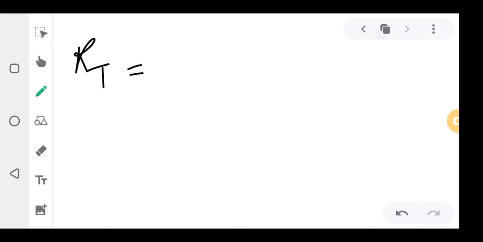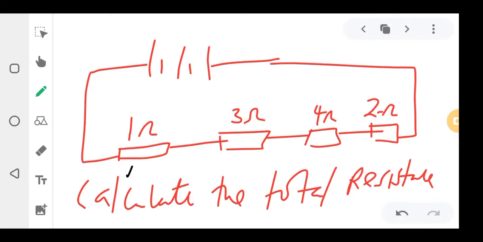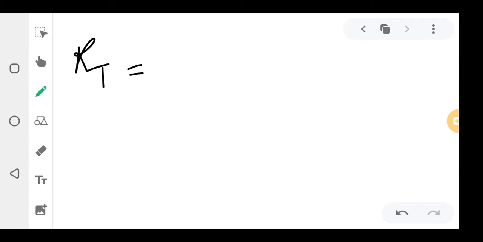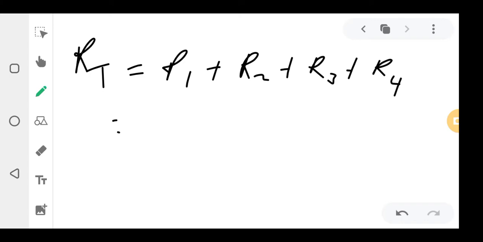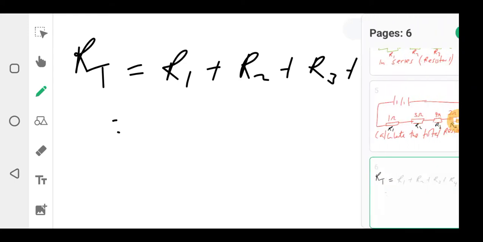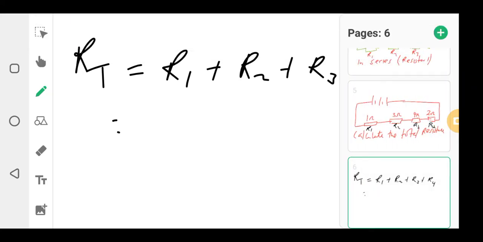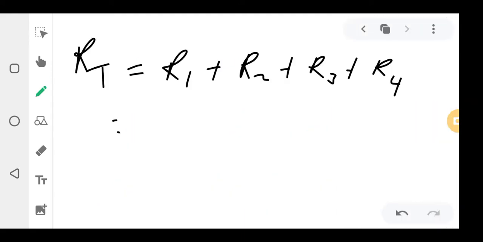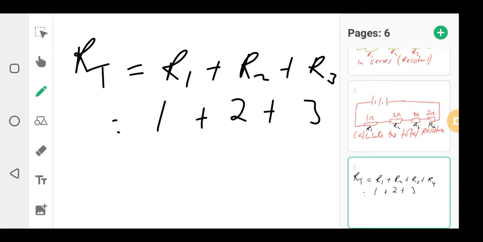You say RT, which means R total, and then you ask yourself, how many resistors do I have? I've got resistor 1, resistor 2, resistor 3, resistor 4. When they're in series, in one line, you just add them. So it will be resistor 1 plus resistor 2 plus resistor 3 plus resistor 4. Resistor 1 is 1 ohm, plus 3 ohm, plus 4 ohm, and resistor 4 is 2 ohms.